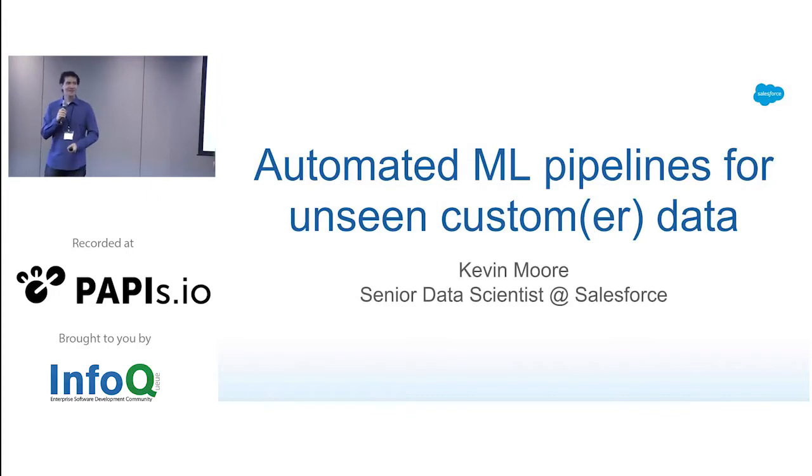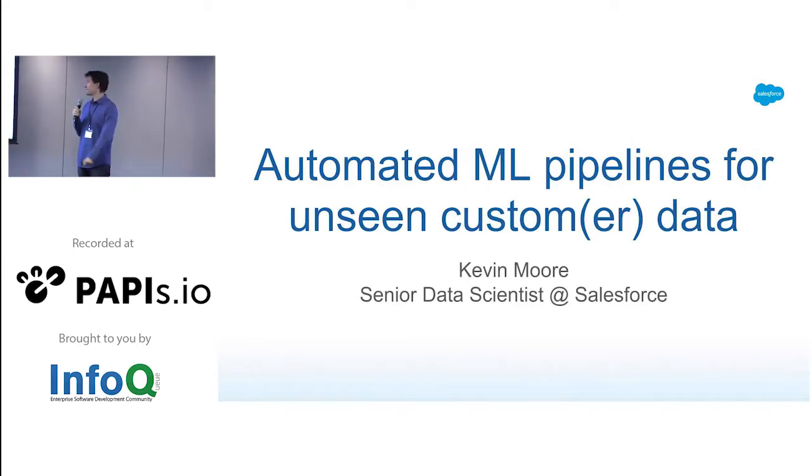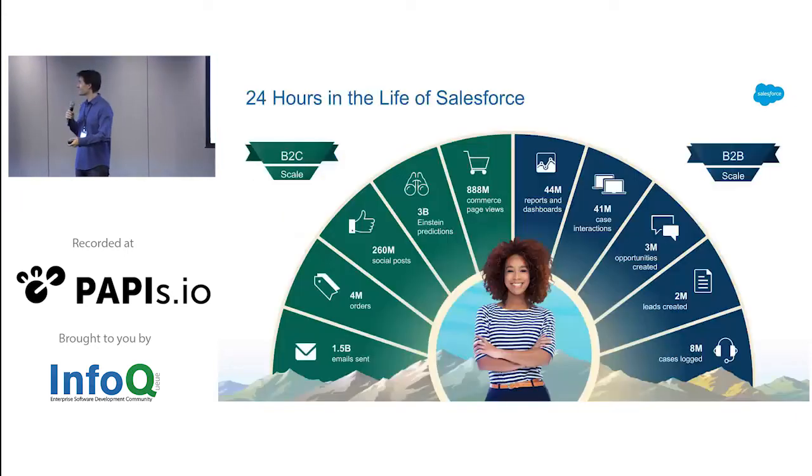So I'll be talking about a lot of the work that we've been doing at Salesforce on automating machine learning pipelines and many of the problems that we have encountered and some of the solutions that we have developed for some of these problems. So hopefully interesting, even if you haven't necessarily dealt with a ton of multi-tenant machine learning problems like we have, but let's get started.